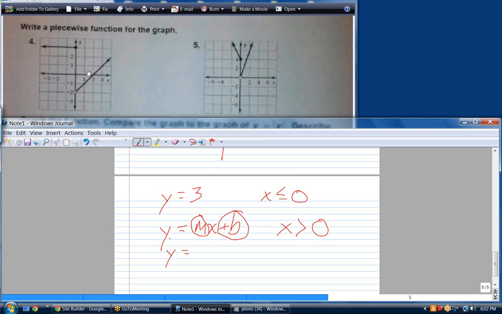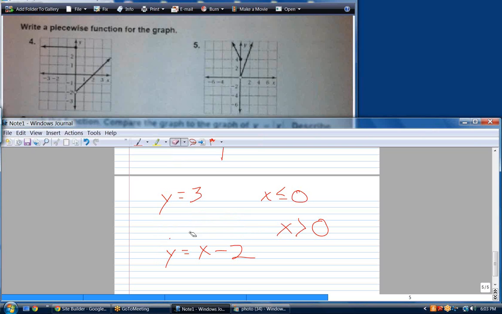What's the slope of this line right here? How many up do you have to go and over? It's the rise over run. Okay, so the slope is 1. So my equation is y equals x, and then what is b? What's the y-intercept of that part? Negative 2. So it'd be x minus 2. Yes, exactly.